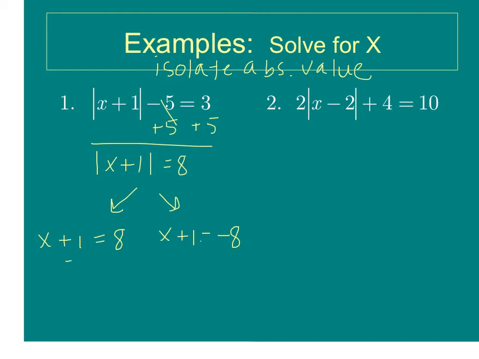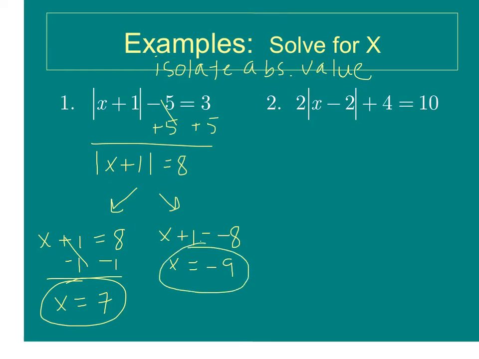And then when we solve those, when I subtract 1 from both sides here, I get x equals 7. So there's one of our answers. And when I subtract 1 from both sides here, I'm going to get x equals -9. So we have two answers to that problem, as we'll have for a lot of these. We'll look at a couple special cases on the next slide, but let's take a look at number 2.